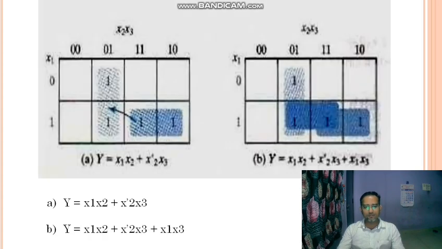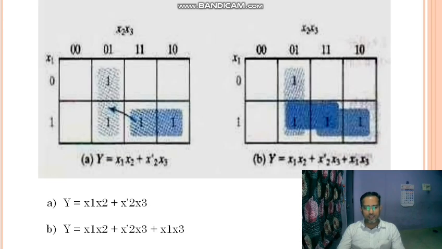In this diagram, there are two equations I have given here. Y is equal to x1 x2 plus x2 dash x3. And Y is equal to x1 x2 plus x2 dash x3 plus x1 x3. This is the equation which is given. We have to map the equation.